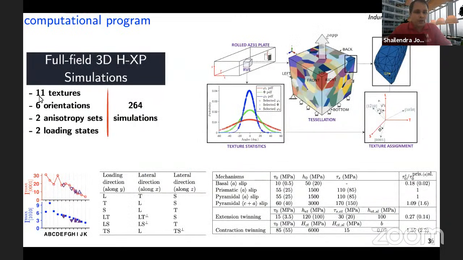So what we have done is we have looked at 11 textures, we have looked at 6 loading orientations, we have looked at 2 crystallographic anisotropy sets, one representing pure magnesium, another representing a magnesium alloy. We have looked at 2 different loading states, tension and compression, which gives us a total of 264 simulations. Okay, and using the entire set of results from these simulations, we are going to put them into a framework or a model to allow us to give some ideas about how this can affect damage.